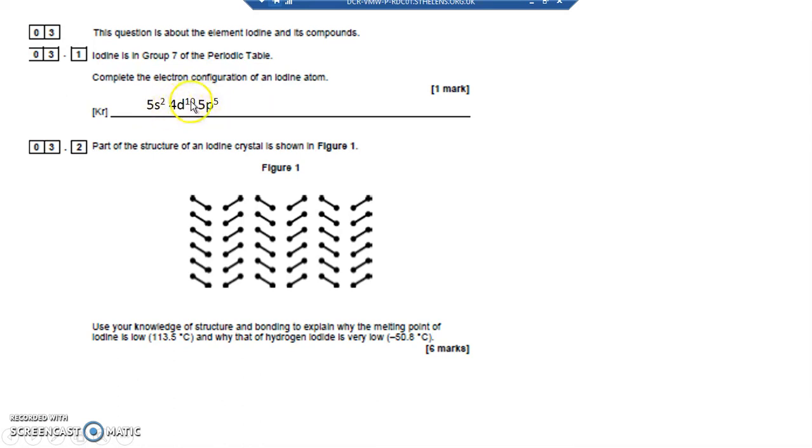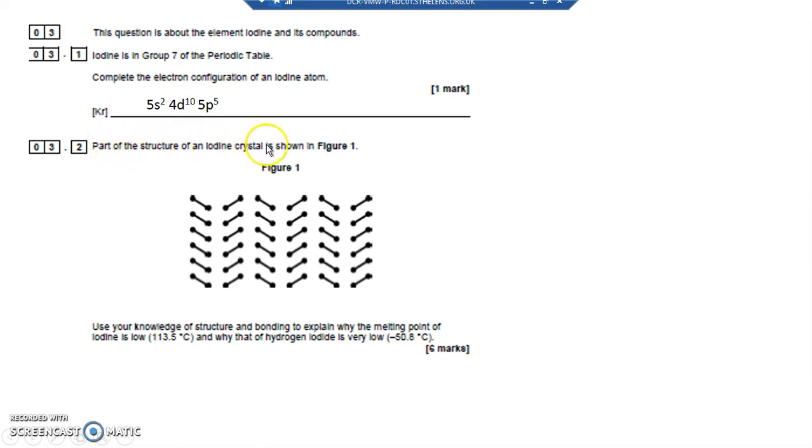The 4d shell will fill up, and then it'll have 5p5. So it'll have 7 in its 5th outermost energy level, since 2 add 5 is 7, and it'll have 4d10, so it'll have a full 4d underneath.